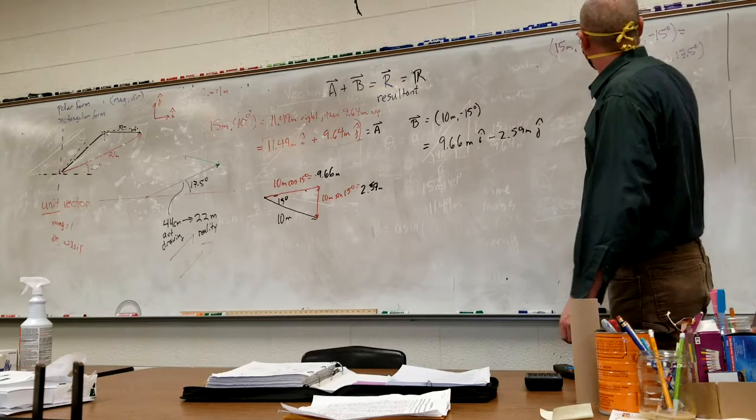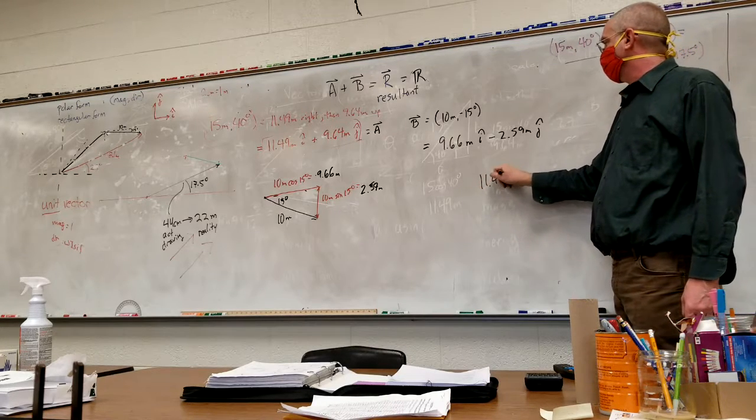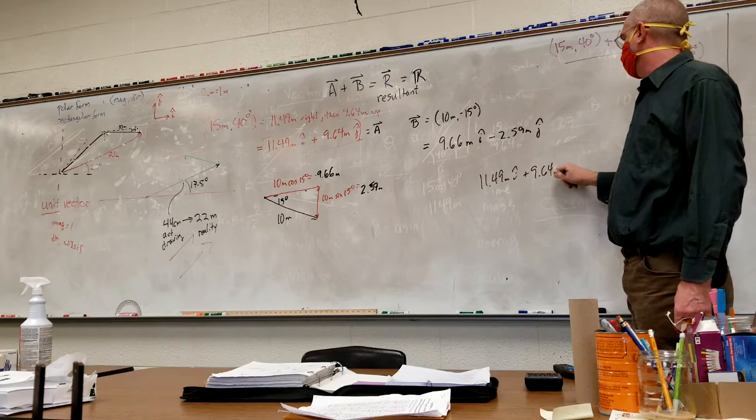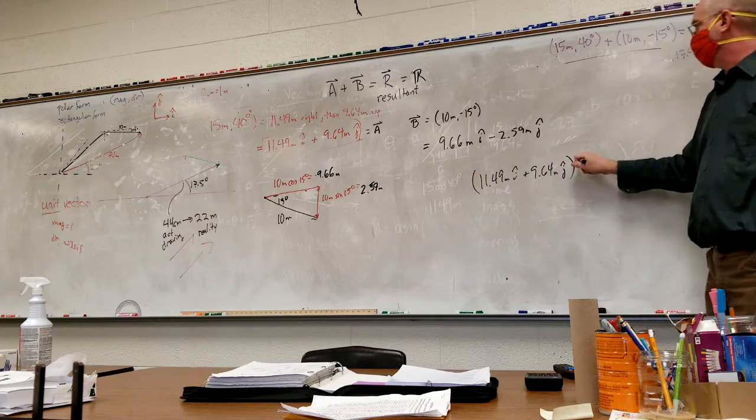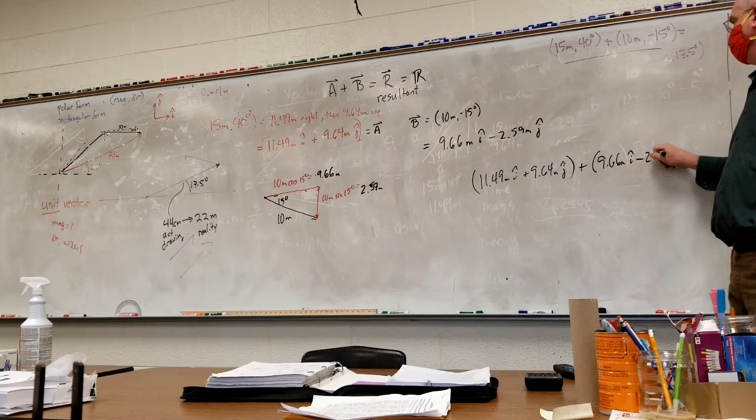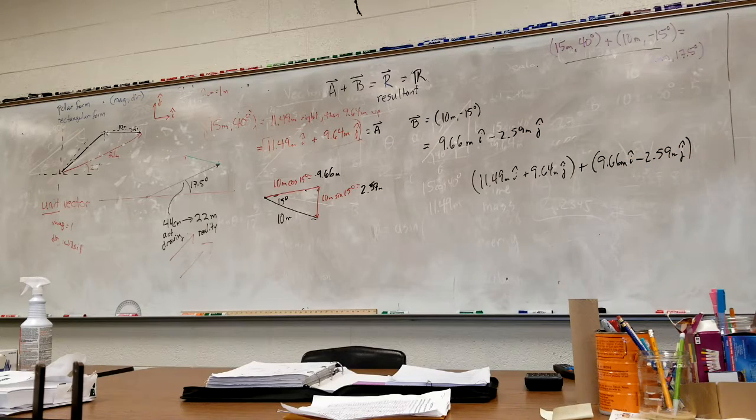And so I've now taken my problem here, and it is 11.49 meters i hat plus 9.64 meters j hat plus 9.66 meters i hat minus 2.59 meters j hat. Now I'm writing meters in here because they really are there, but when you're solving a problem, I know my answer is going to be in meters. My magnitude will be in meters. I don't have to write units as I go, as long as I know what it's going to end up being.